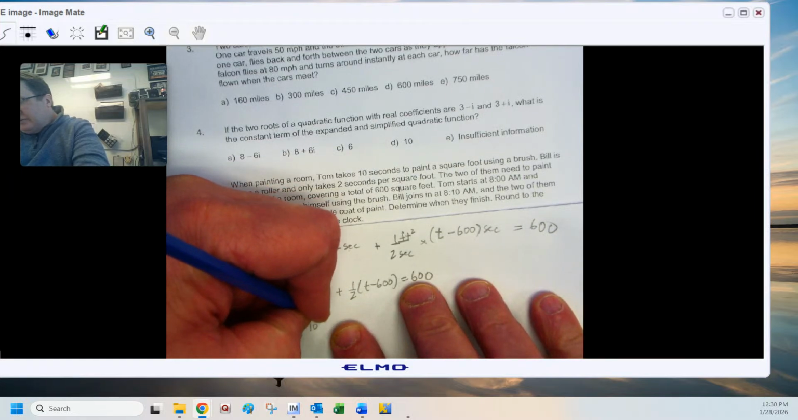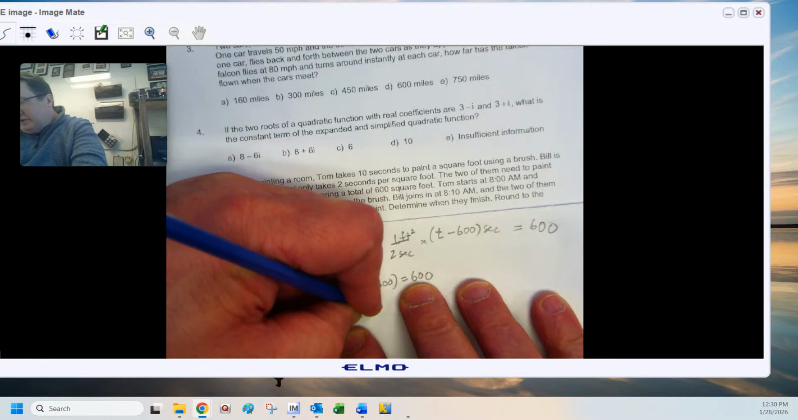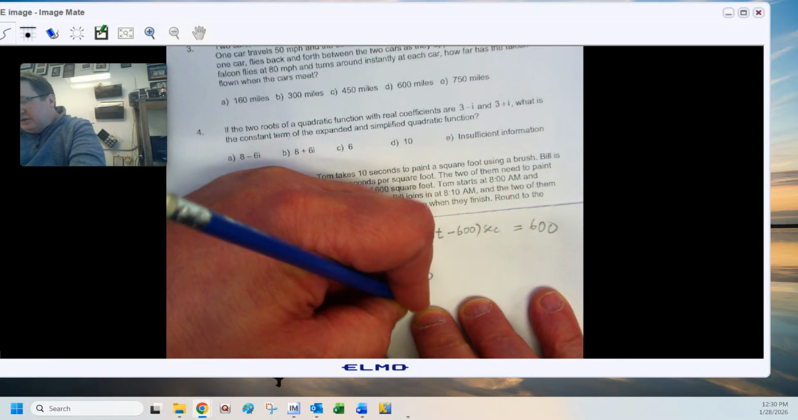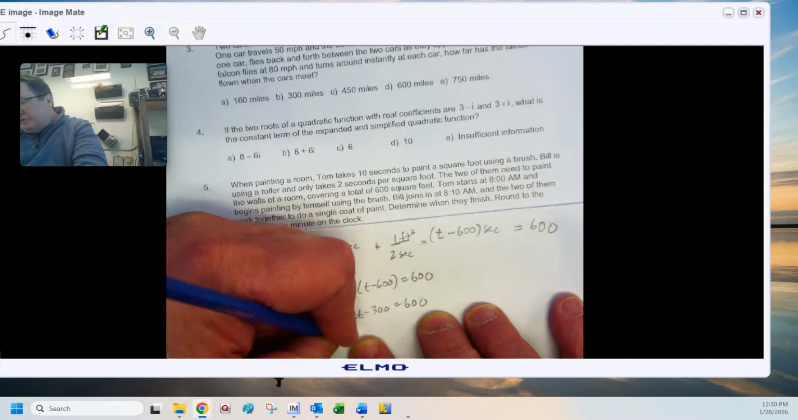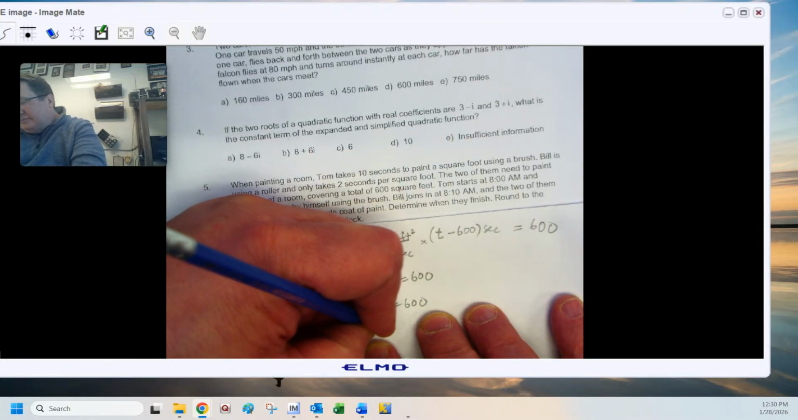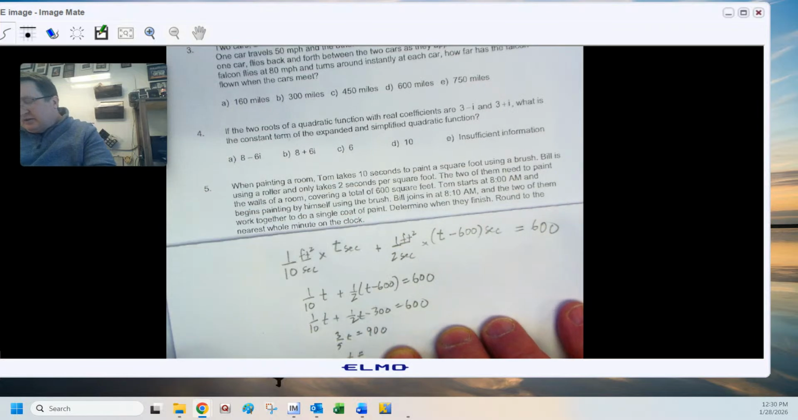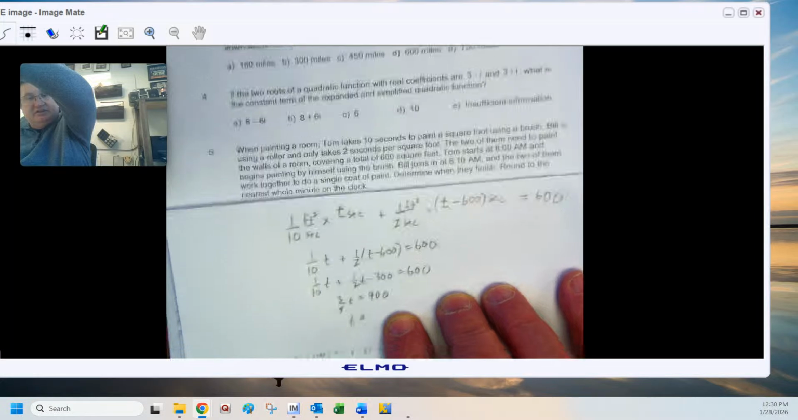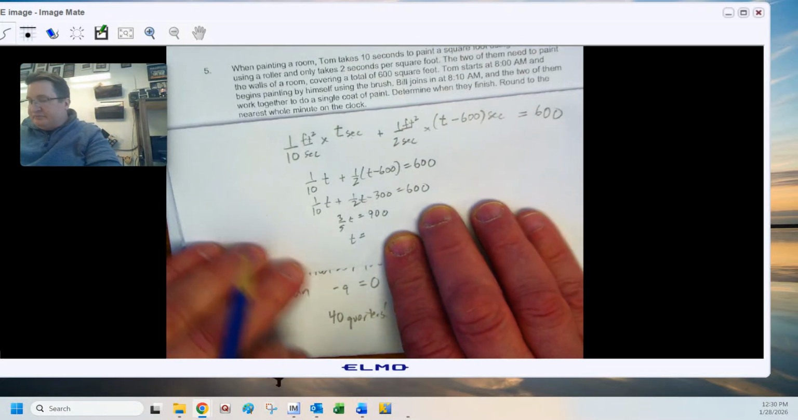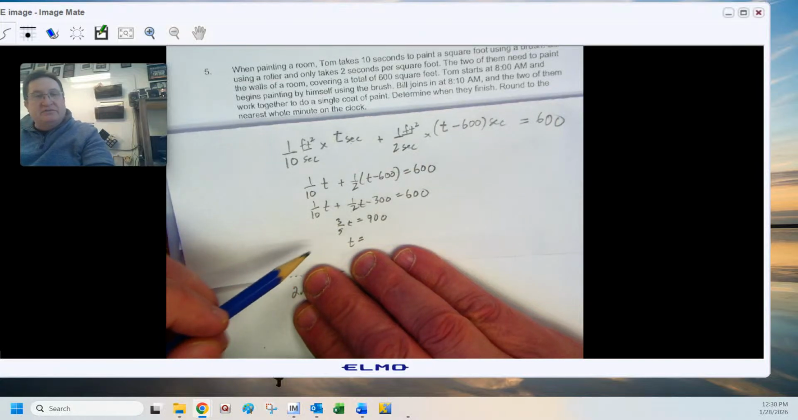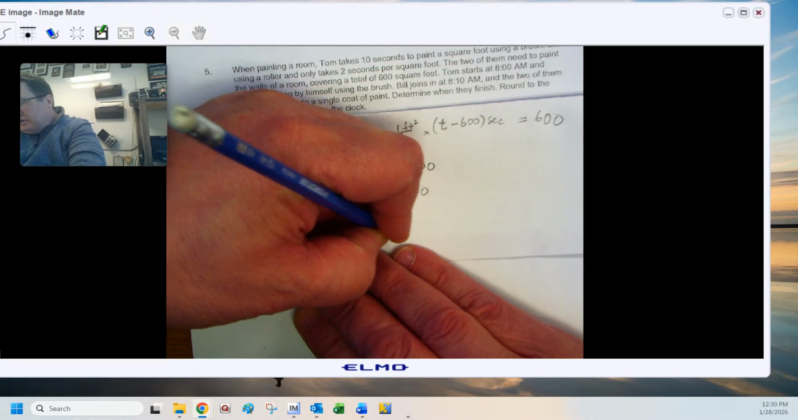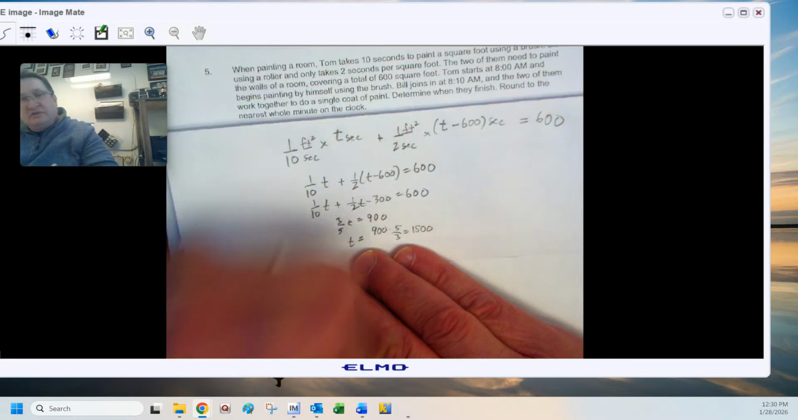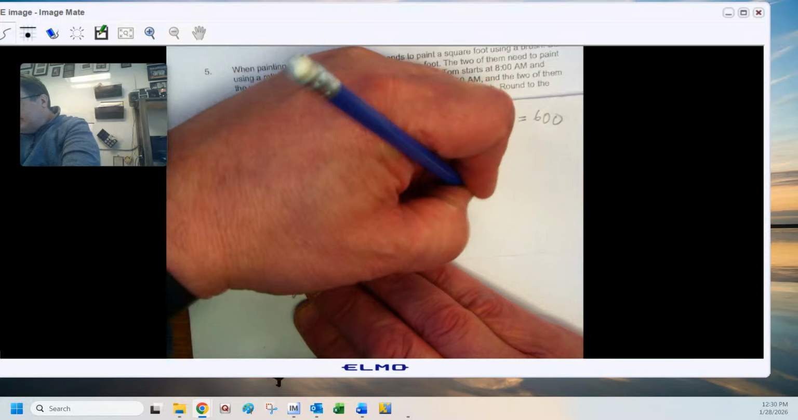So this is 1/10 T plus 1/2 T minus 300 equals 600. 1/10 and 1/2, okay, 1/10 and 5/10 is 6/10. So this is 3/5 T. If I add the 300 to the other side, and then I solve, we're getting out of the screen here, aren't we? Now if I'm going to solve, I get 3/5 T equals 900. So T is 900 times 5/3, which is 1,500.